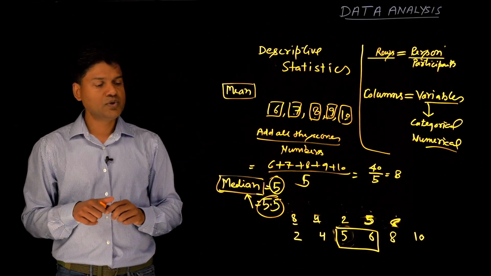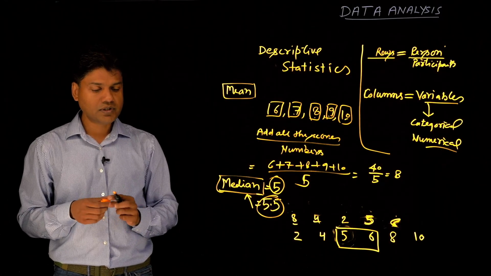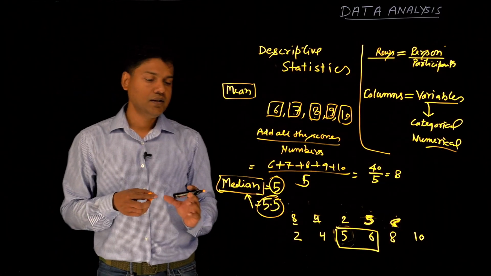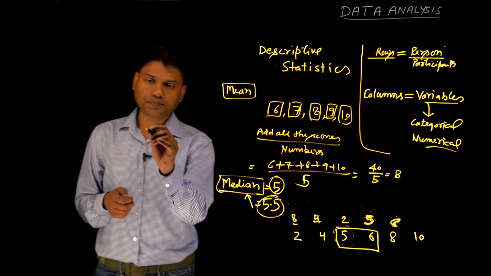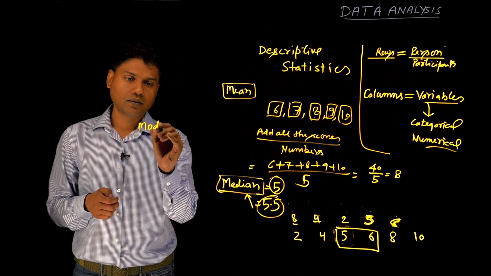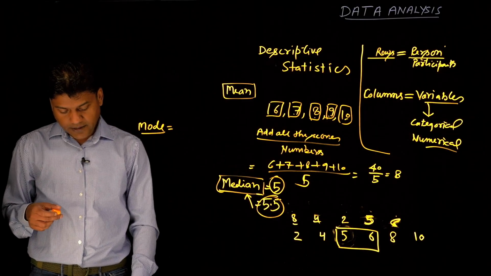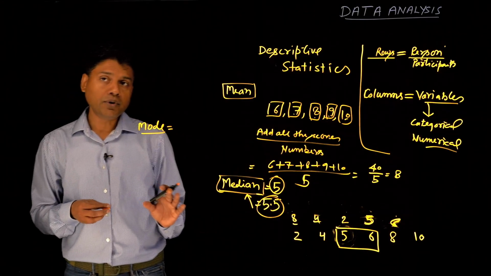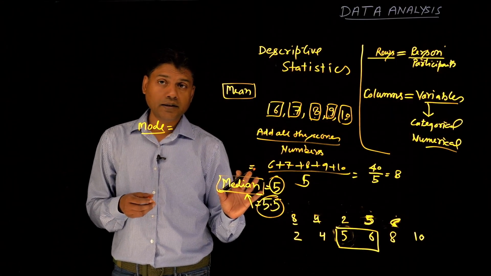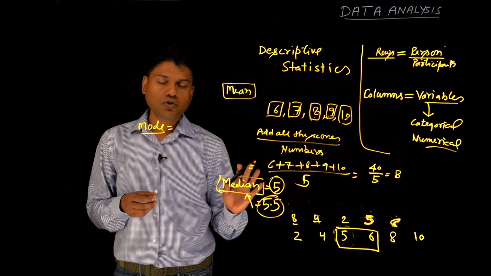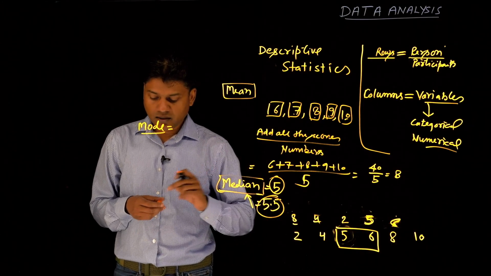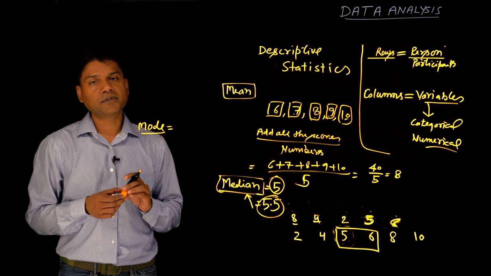Another statistic which is commonly used to understand central tendency we call mode. What is mode? The mode is basically the maximum number of occurrences in any data. So what data point is occurring the maximum number of times?